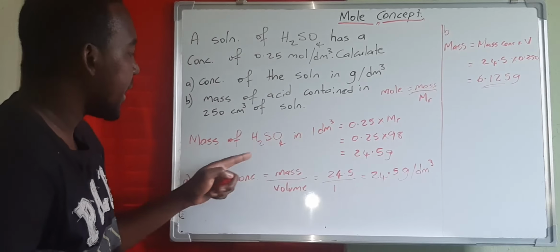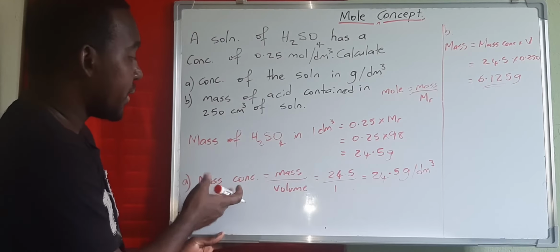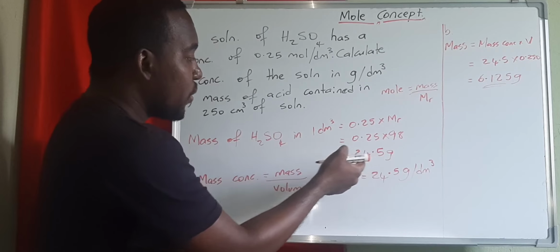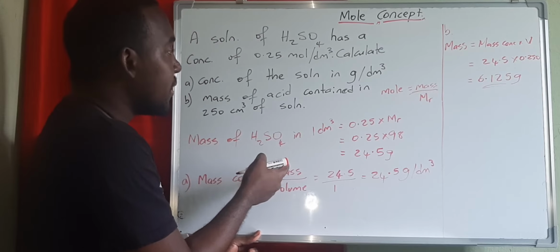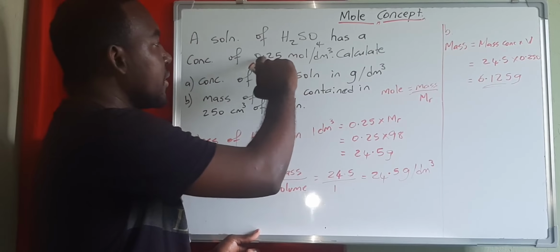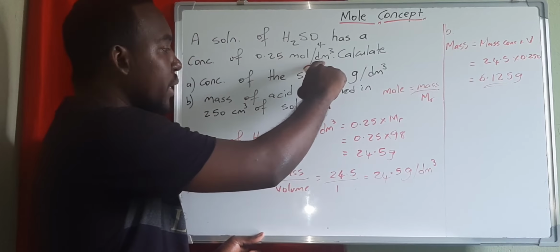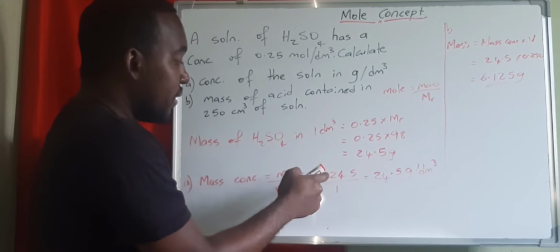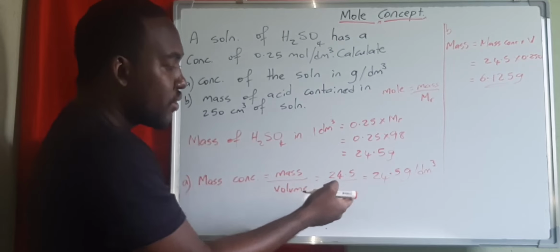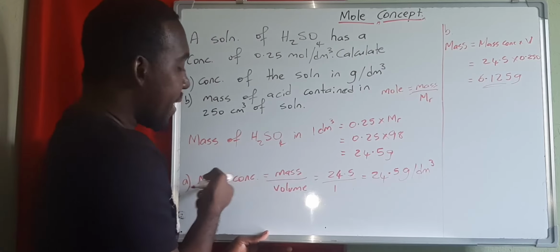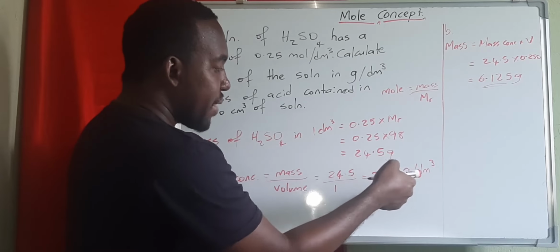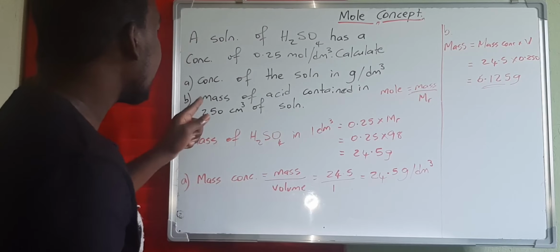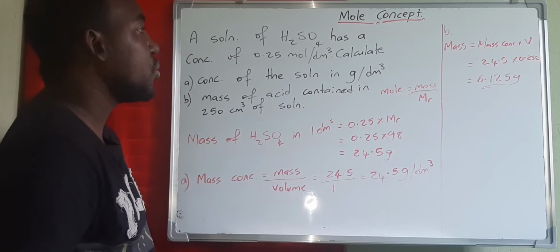So now we have the mass of the acid. We want to find the mass concentration, which is the mass of the acid over the volume. We have 24.5 grams of sulfuric acid in 1 dm cube, because remember it's 0.25 mole that's in 1 dm cube. So we use the 0.25 mole to find the amount of grams in it. Therefore the mass concentration will be 24.5 gram per dm cube, because we have mass over volume. And then the second part is the mass of the acid that's in 250 cm cube of the solution.